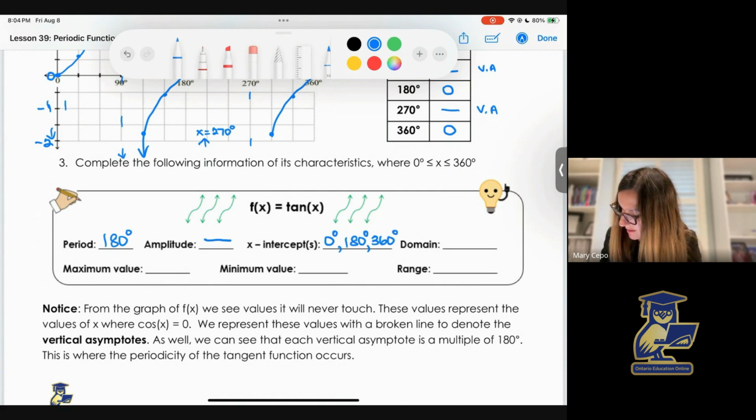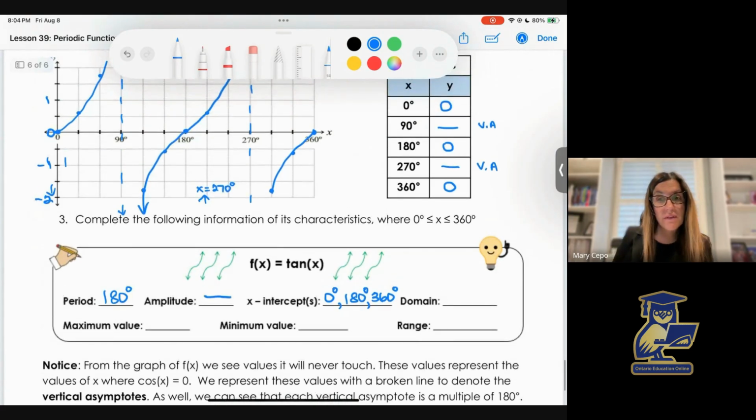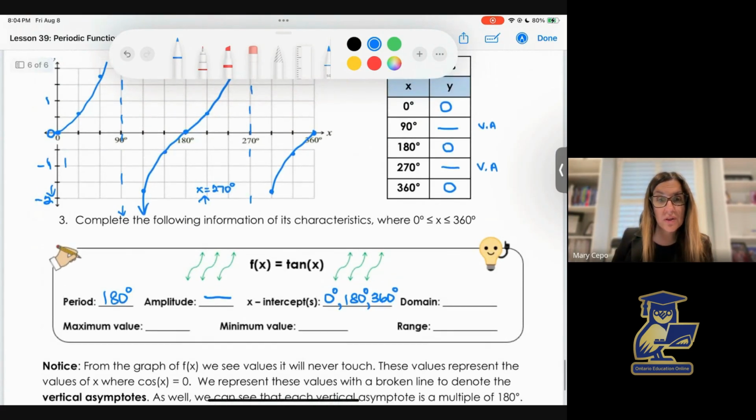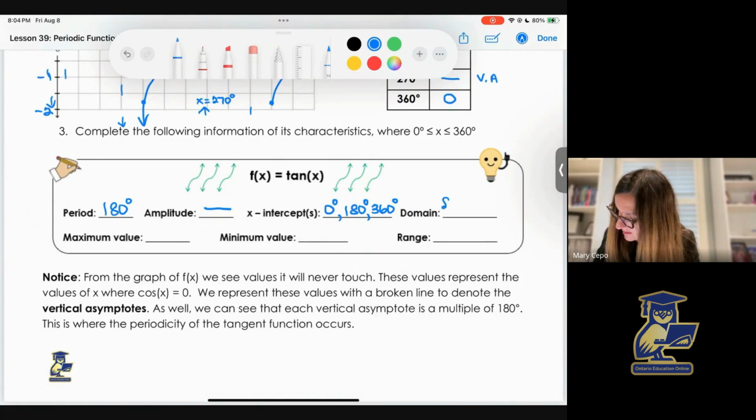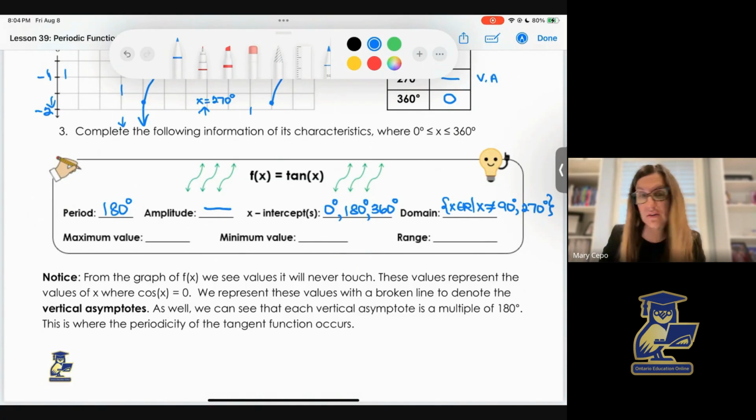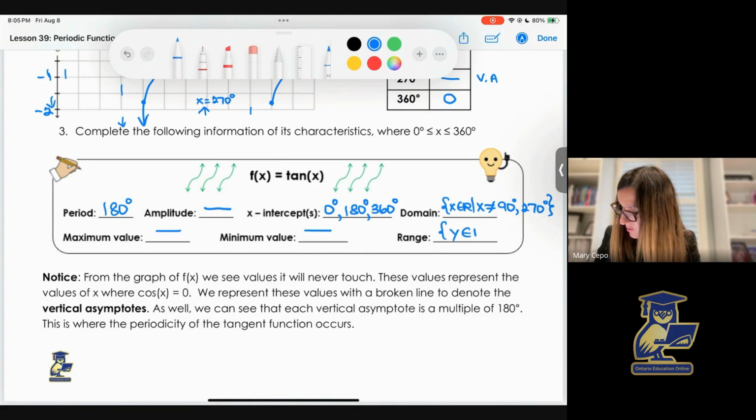And the domain: okay, so it looks like x can be any value except at those points where there is a vertical asymptote. So we're going to say x is an element of the real numbers. However, x cannot equal 90 degrees and 270 degrees, because at those two values of x, the function is undefined. Maximum value, there is none. Minimum value, there is none. The range, however, has no restrictions. Y is just going to keep going on and on and on.